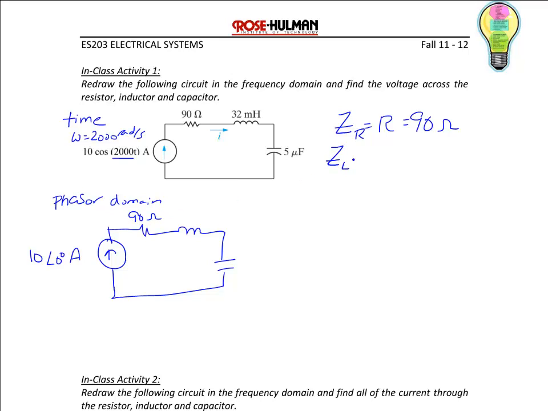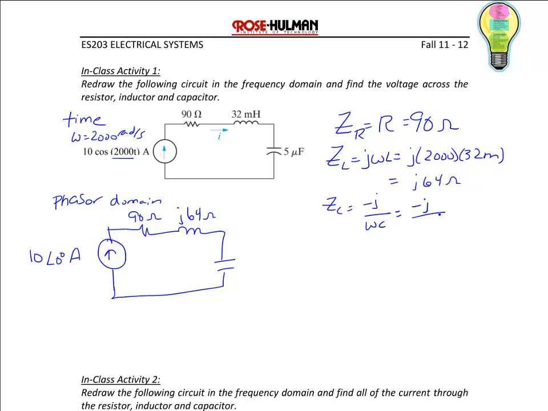The impedance of an inductor is j omega L, or j times 2000 times 32 millihenry, which is equal to j64 ohms. So you put that on the inductor. And the impedance of a capacitor is negative j over omega C, or negative j over 2000 times 5 micro. Remember, multipliers are very important. So that's negative j100 ohms. So we put that on the circuit.